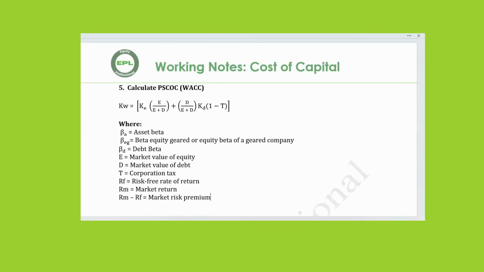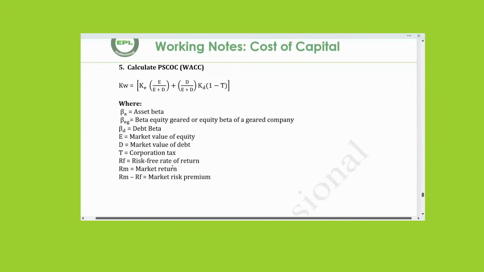Because at times the examiner may not give you the market return. You are going to be given risk-free rate of return, so you have to know what to do. Then we have KD multiplied by 1 minus tax. That's after-tax cost of debt.